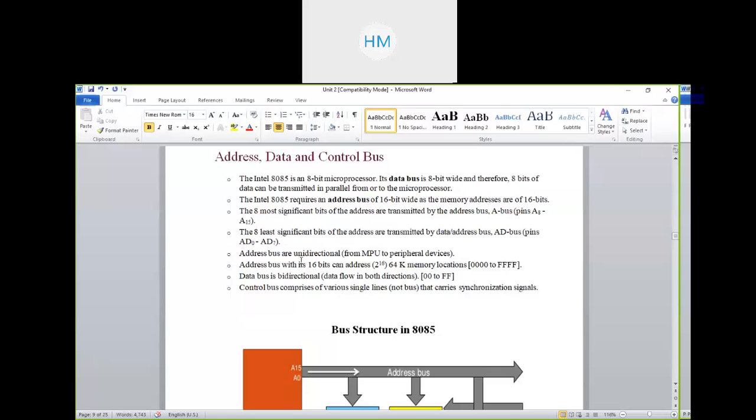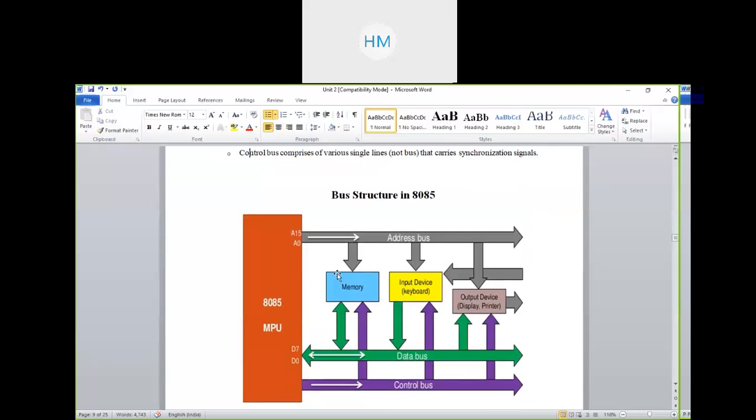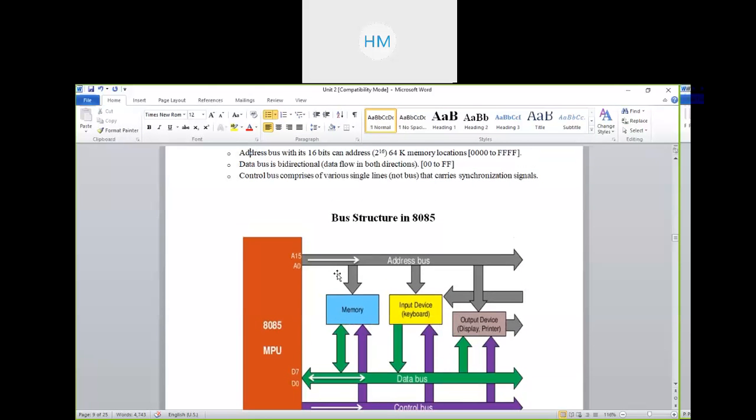Clear? The address bus is unidirectional, from the microprocessor unit to peripheral devices. The microprocessor will put the address on the address pins and point to that address. The data bus is bidirectional, data flows in both directions, 0 to FFH.